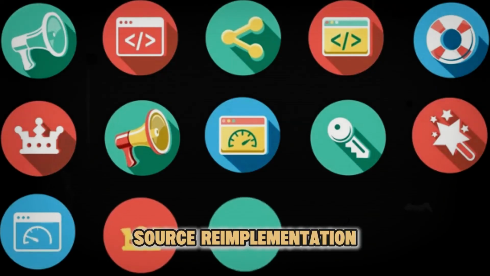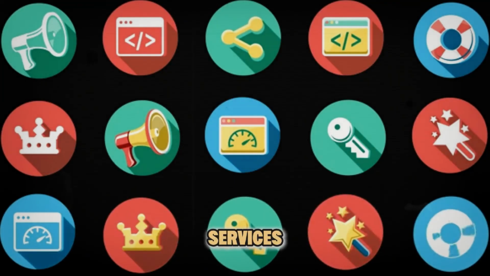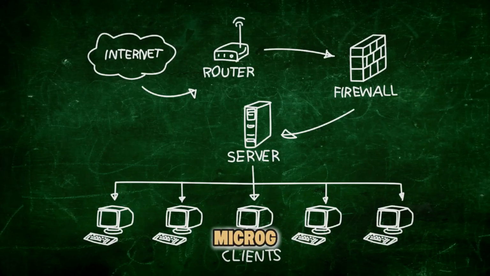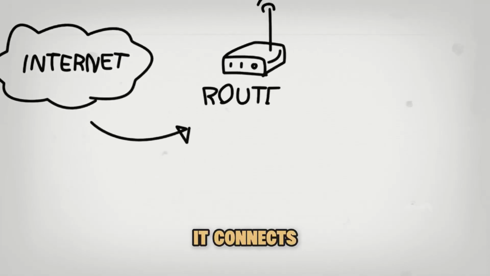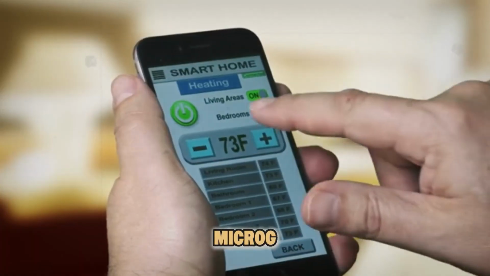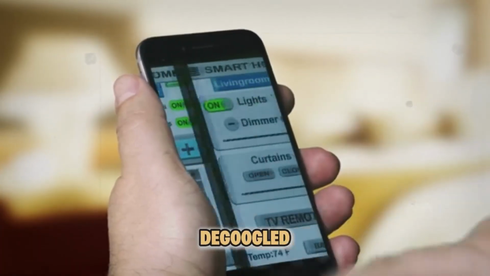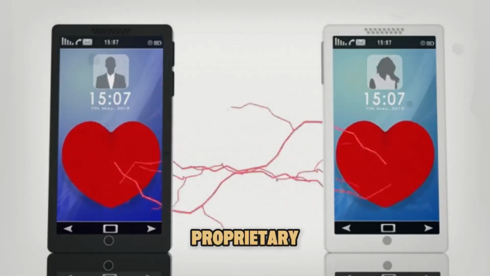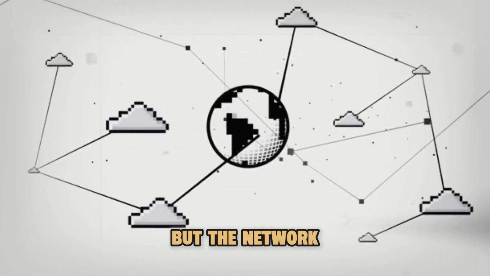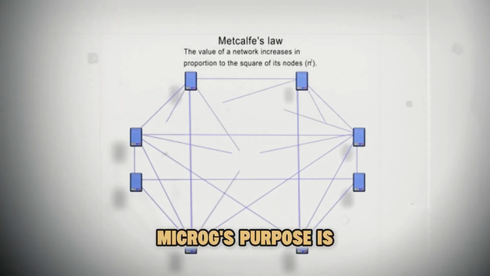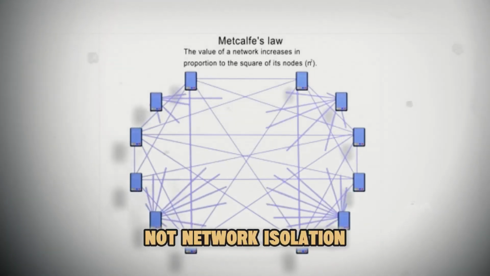MicroG is an open-source re-implementation of Google Play services. It provides a compatibility layer so that apps requiring GMS APIs can run without actual Google code on the device. MicroG does not reinvent the backend services. It connects to Google's actual servers using open-source client code. If you install microG to get push notifications working on a degoogled phone, your phone is now connecting to Google's FCM servers. You have swapped proprietary Google code for open-source code, but the network endpoint is the same. This is by design. MicroG's purpose is compatibility, not network isolation.